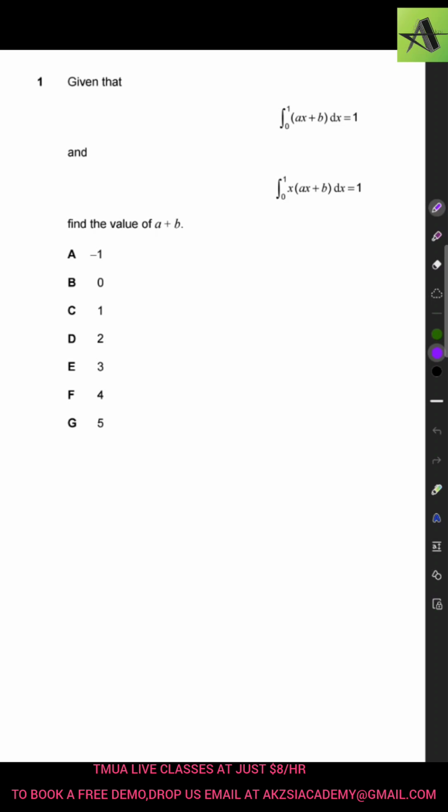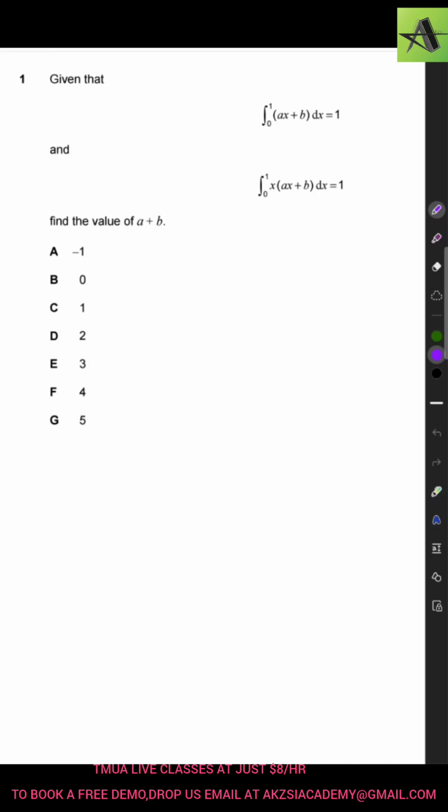My suggestion is to practice each paper at least 4 times and go through the mock papers 3 to 4 times as well. This repetition really helps build speed, accuracy, and confidence. So let's get started right away, and I'm starting with the TMUA 2023 Paper 1.